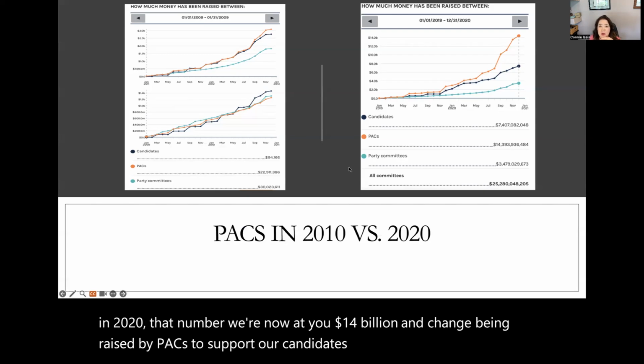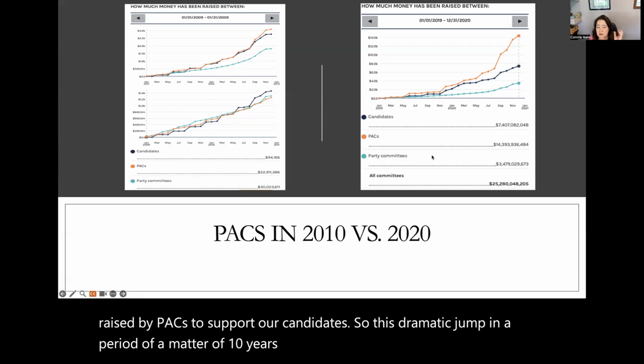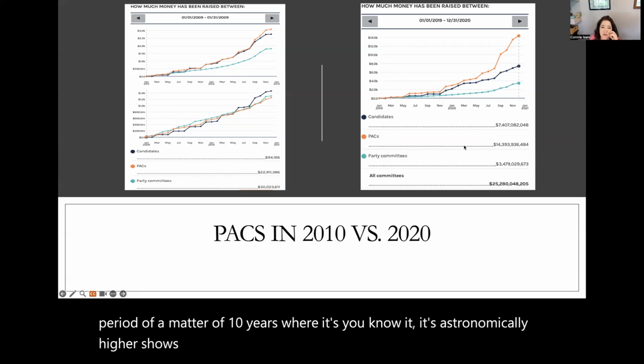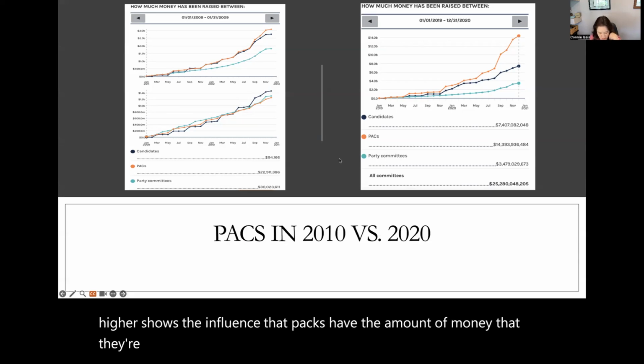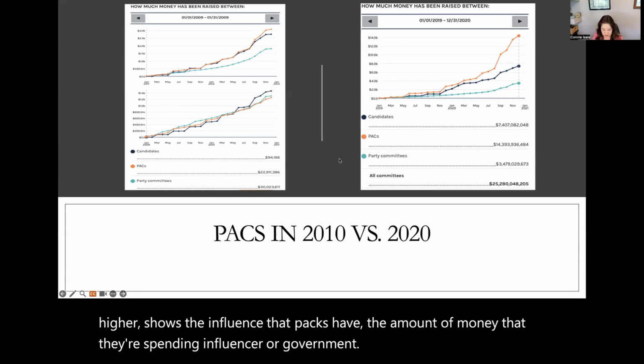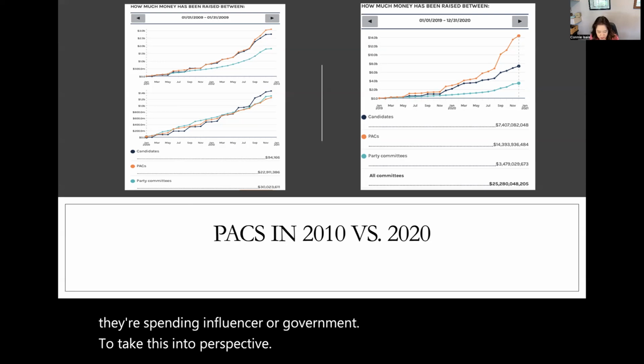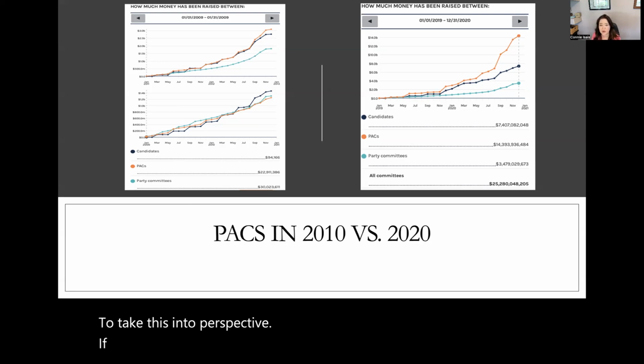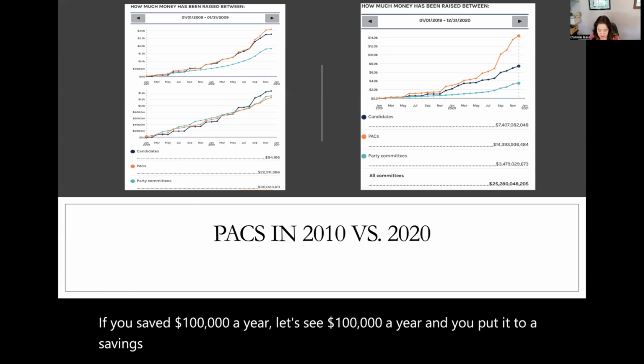So this dramatic jump in a period of a matter of 10 years, where it's astronomically higher, shows the influence that PACs have, the amount of money that they're spending influencing our government. To take this into perspective, if you saved $100,000 a year, let's say you had $100,000 a year and you put it in a savings account, it would take you 140 years to save $14 billion.